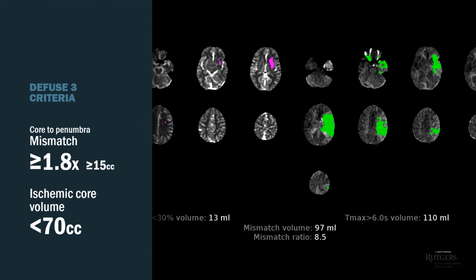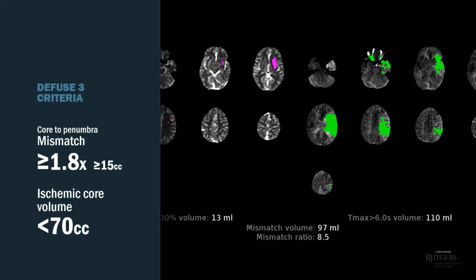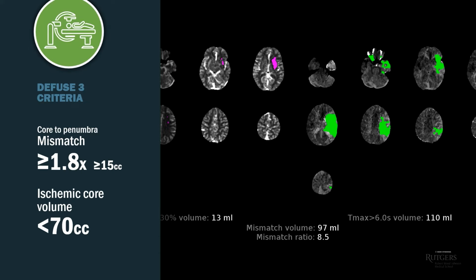Let's apply DEFUSE 3 criteria. Ischemic core is only 13 cc's, which is less than the pre-specified 70 cc's, and the core to penumbra mismatch is 8.5 times, which is certainly higher than the pre-specified 1.8 times. So yes, this patient is likely to benefit from thrombectomy.